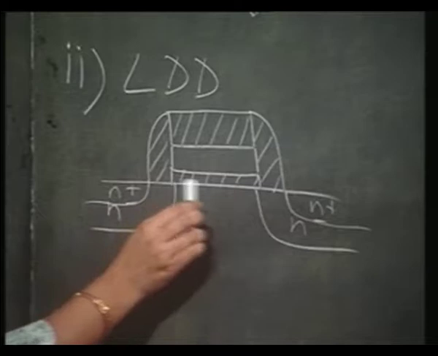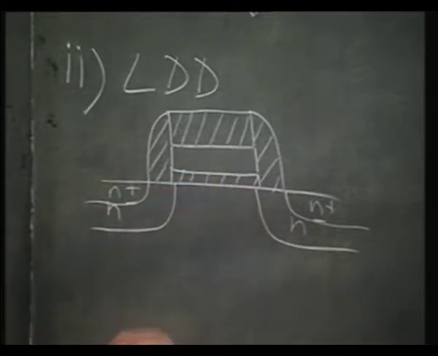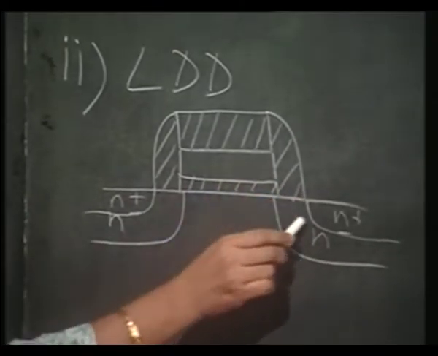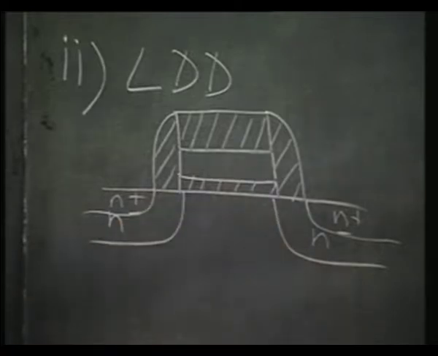So, keeping the channel length the same, we have actually brought down the electric field. There is a potential drop in this N minus region. That was a lightly doped drain structure. Okay. We used this oxide spacer.